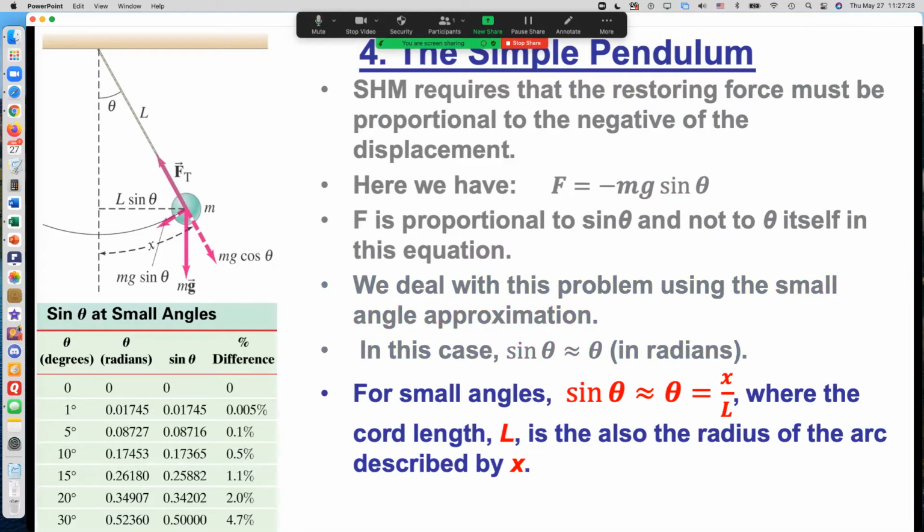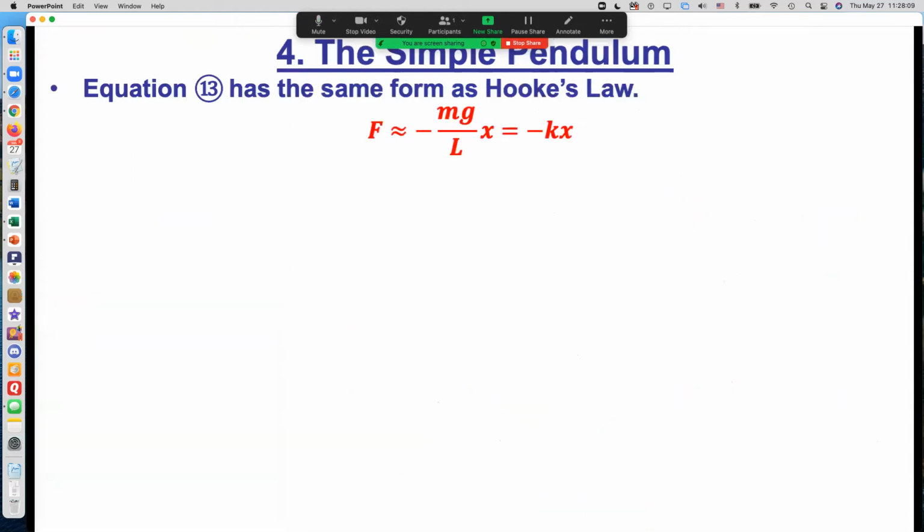So if that's the case, theta is x over L. L is the chord length, and it's the radius of the arc described by x. Do you see that? So the force is approximately equal to negative mg over big L times x. Yeah? Okay, let's move on.